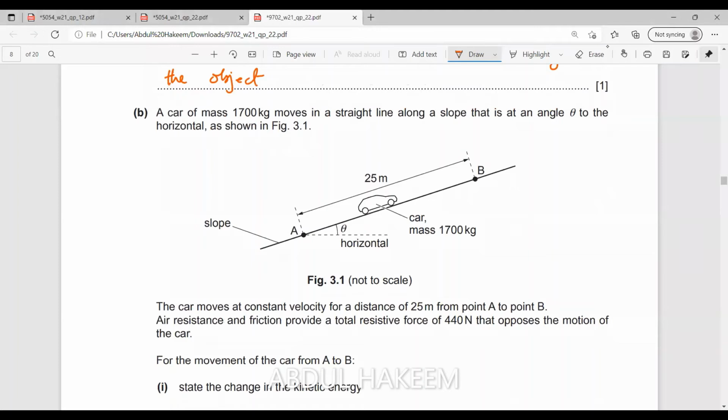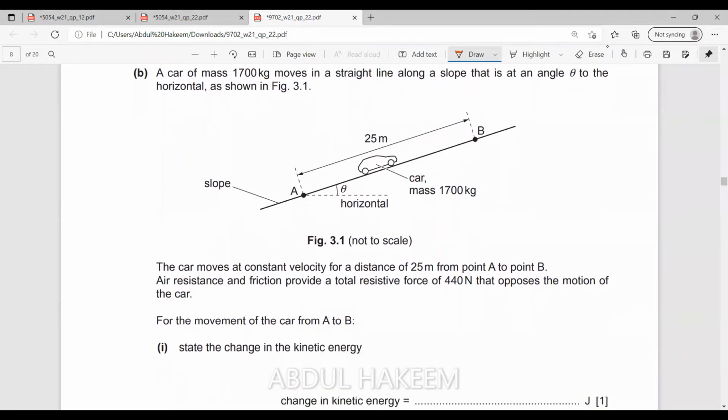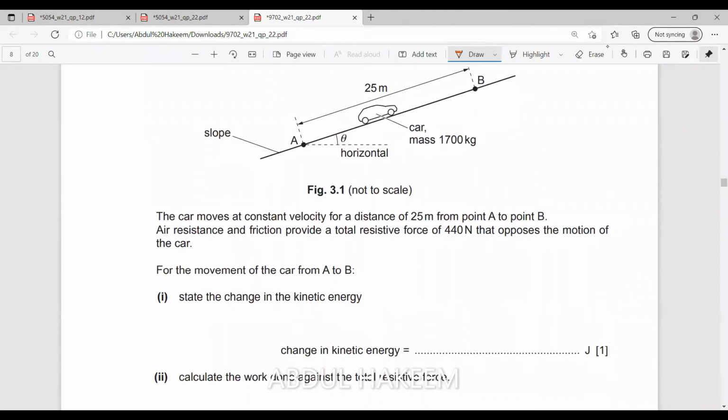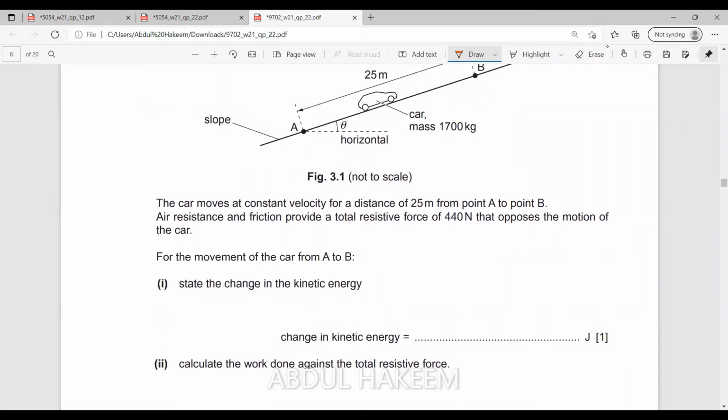Next, a car of mass 1700 kilogram moves in a straight line along a slope that is at an angle theta to the horizontal. The car moves at a constant velocity for a distance of 25 from point A to point B. Air resistance and friction provide the total resistive force 440 that opposes the motion of the car. For the movement of the car from A to B, state the change in kinetic energy.